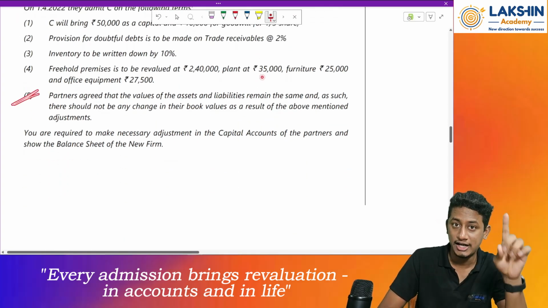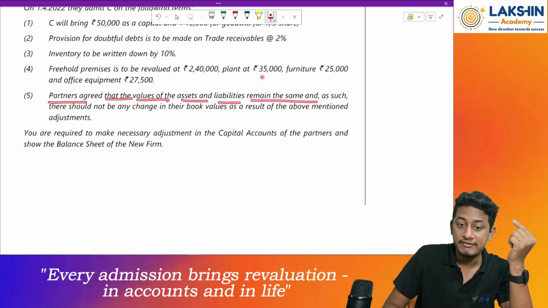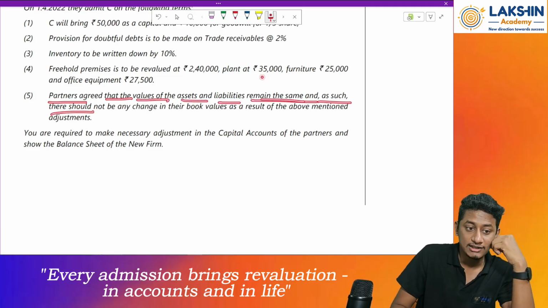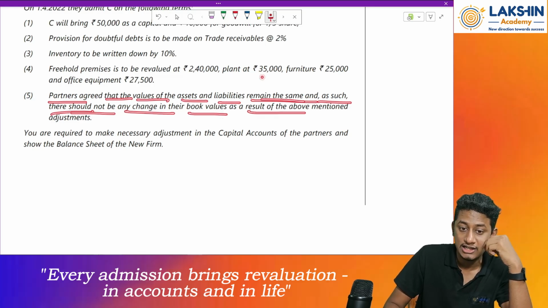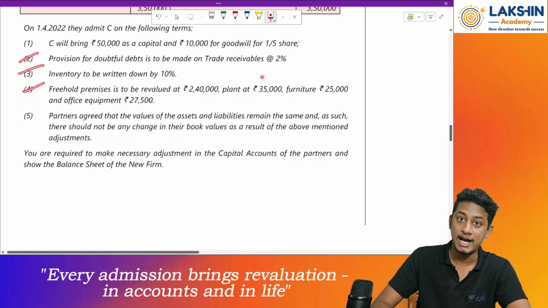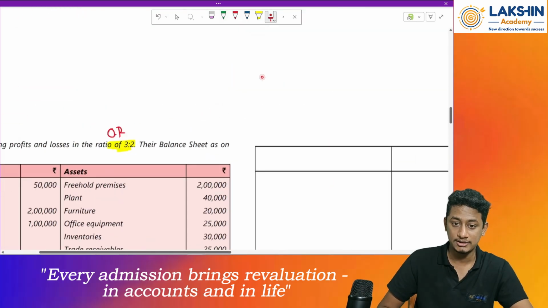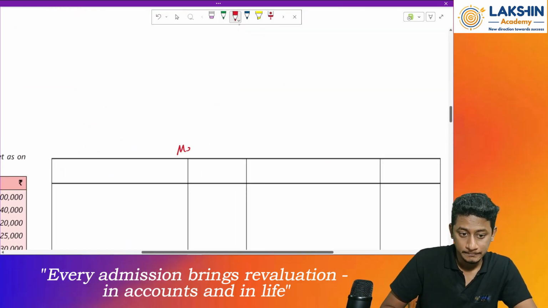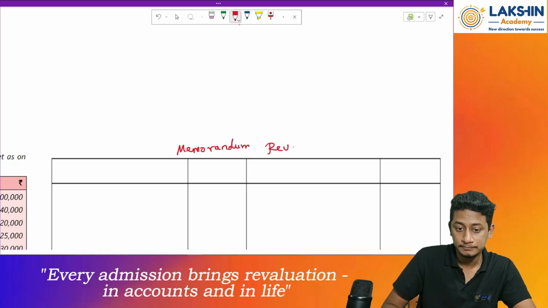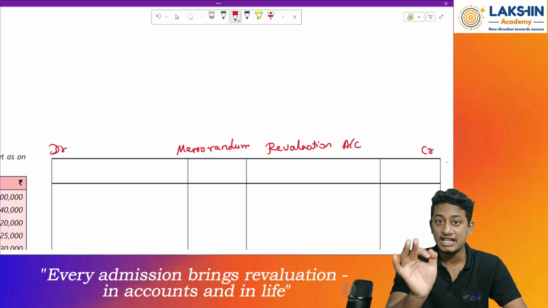Next. Okay, this is the new entry that you will be facing over here. Partners agreed that the values of the assets and liabilities remain the same, and as such, there should not be any change in their book values as a result of the above mentioned adjustments. They have given us the adjustments, and now they are saying that there should be no change in the value of assets. How to do that? So now we will prepare something called a memorandum revaluation account. Clear?